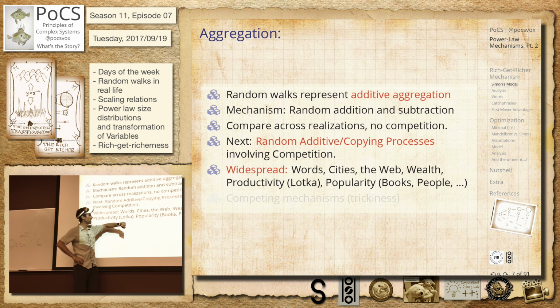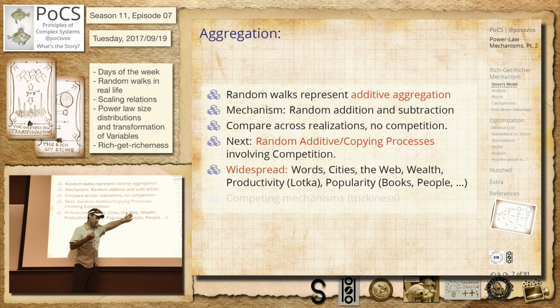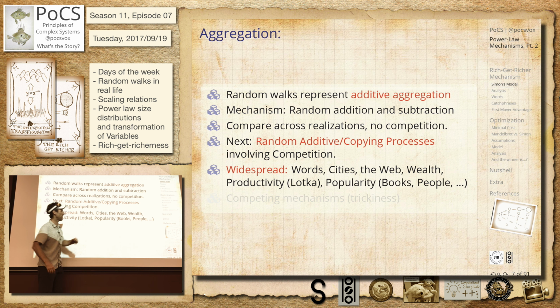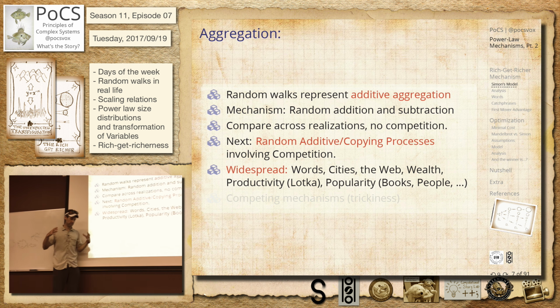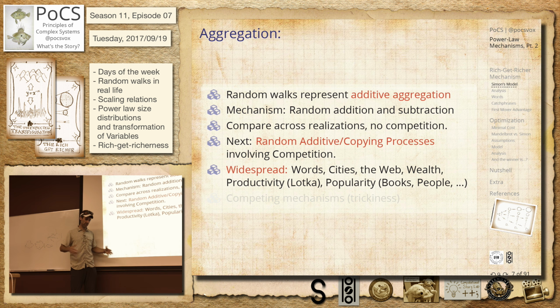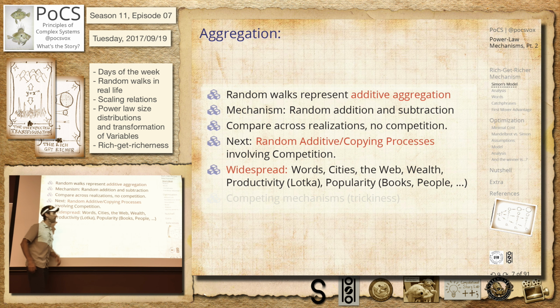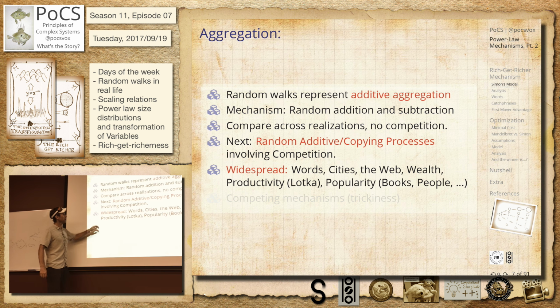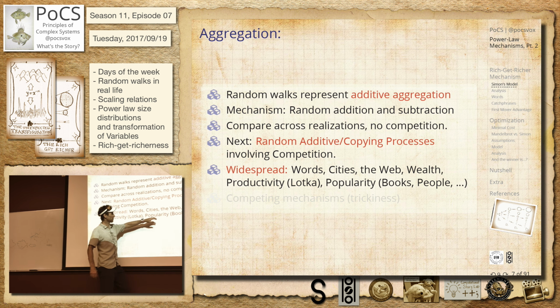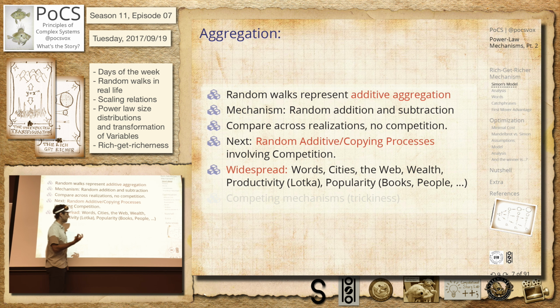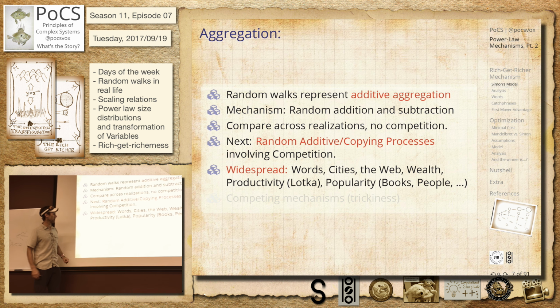So as I said, words, cities, the web, in terms of links between pages, right? A site that's doing well tends to accrue more links, right? And again, Google's great insight was to say, well, what about the network structure, as we talked about at the end of matrixology. Wealth, right? So there's an accruing of wealth, and that's this notion, rich gets richer.